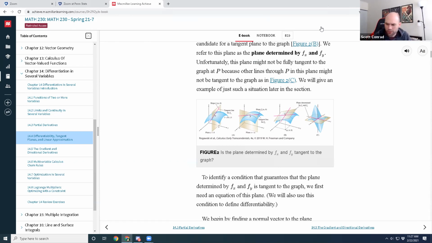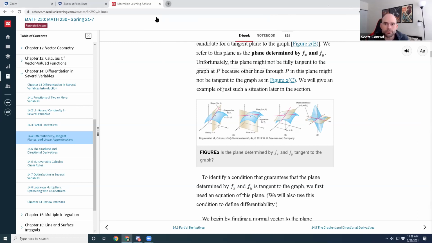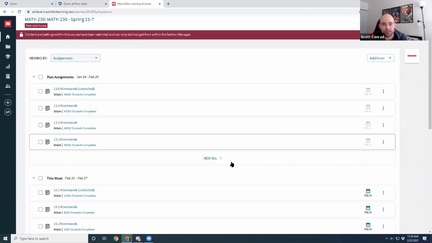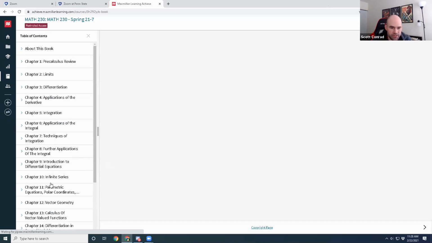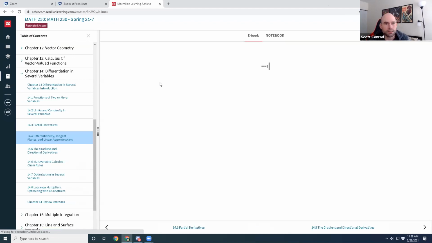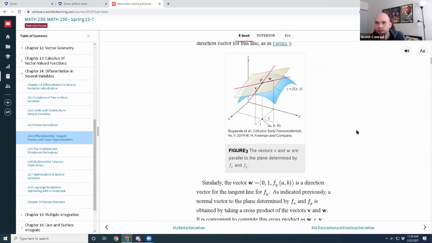So what we're going to do is find a couple vectors which are parallel to our tangent plane, and then take the cross product to find a normal and derive the equation of the tangent plane really quickly. Okay, so here's our tangent plane.